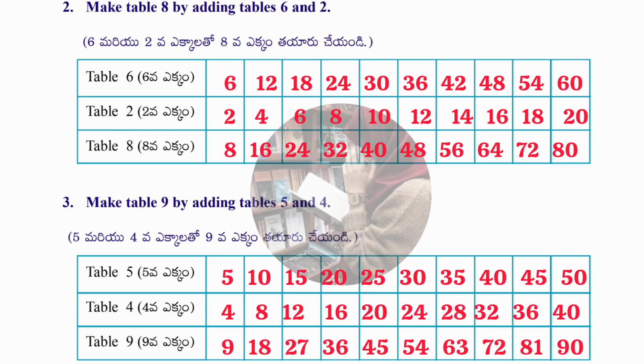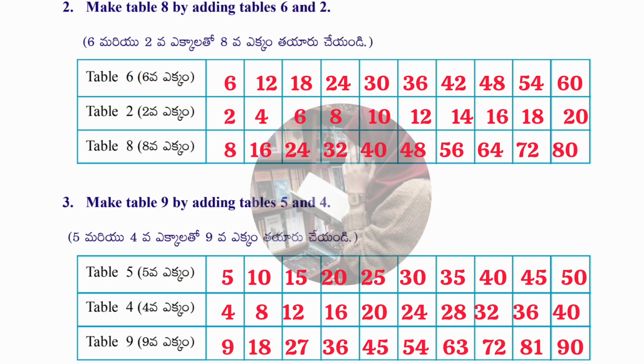Let's see this. 5 1 is 5, 5 2 is 10, 5 3 is 15, 5 4 is 20, 5 5 is 25, 5 6 is 30, 5 7 is 35, 5 8 is 40, 5 9 is 45 and 5 10 is 50. Now we'll write table 4. 4 1 is 4, 4 2 is 8, 4 3 is 12, 4 4 is 16, 4 5 is 20, 4 6 is 24, 4 7 is 28, 4 8 is 32, 4 9 is 36, 4 10 is 40.